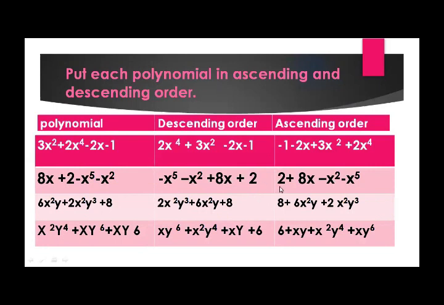In descending order. For ascending, we follow quite the opposite of descending order. We write the lowest one, that is the plus 2, then write plus 8x, then minus x squared, then minus x^5.